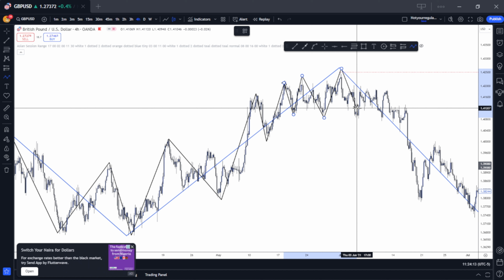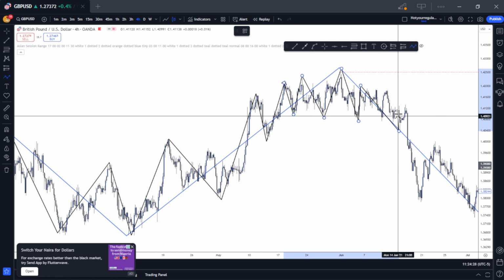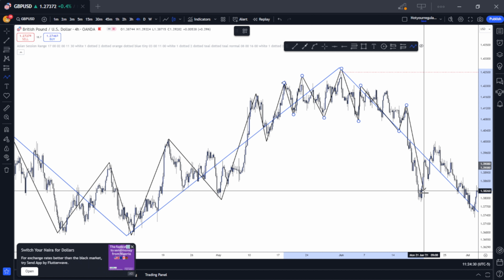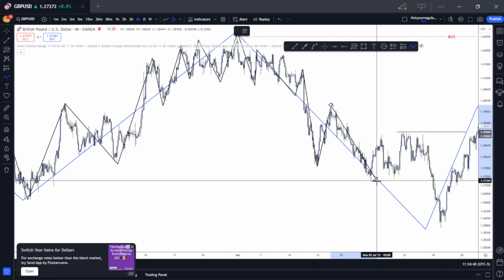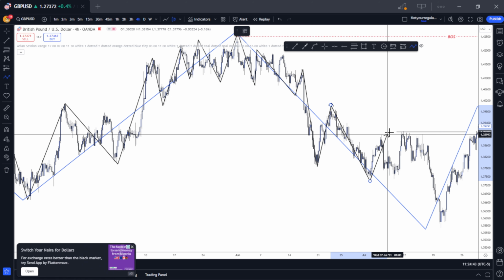Lower low, gave us this lower high, then broke this low, lower low, lower high, lower low, lower high, lower low, lower high, lower low.